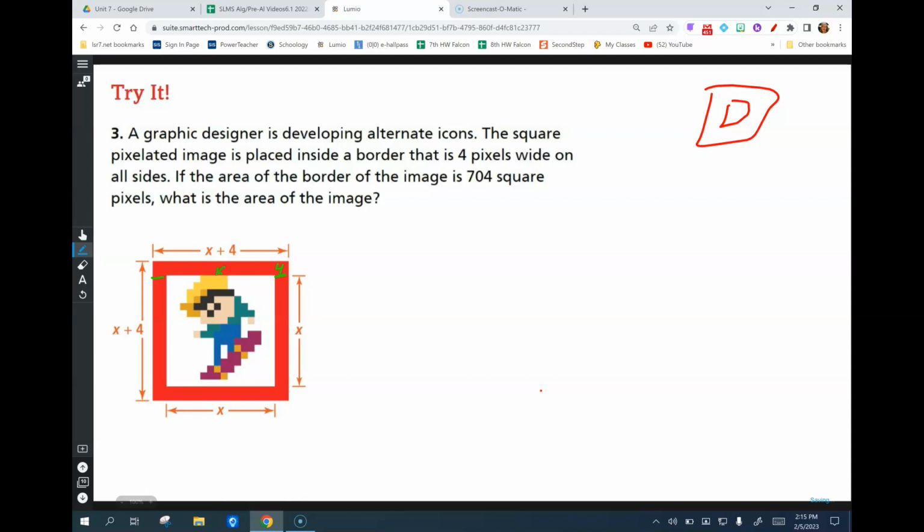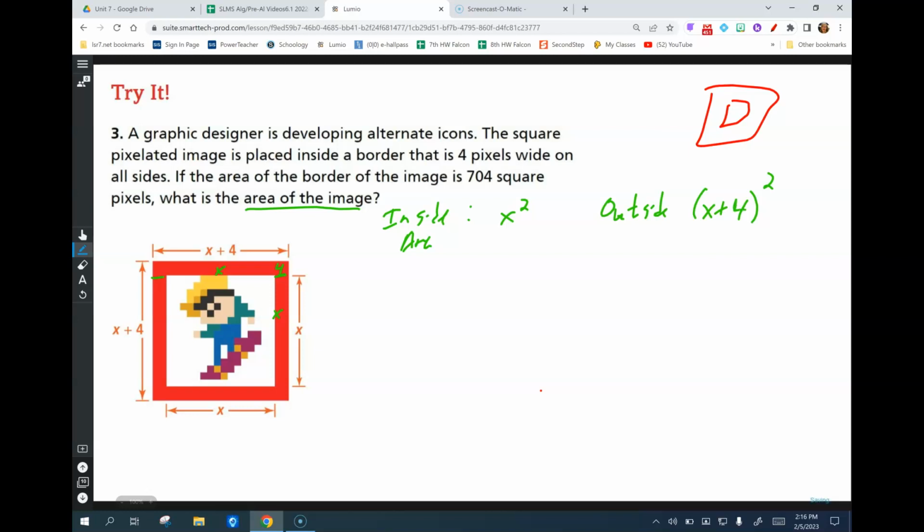So that means this square inside is x. So, if the area of the border of the image is 704, so they're saying the whole thing is 704, then what is the area of the image? So again, what we're looking at is the inside area is going to be x squared. The outside area is going to be x plus 4 quantity squared. Okay, so the inside area is x squared because each side is the same. Outside is x plus 4.